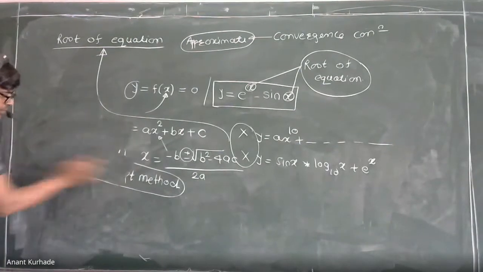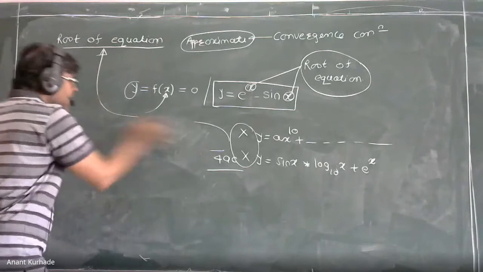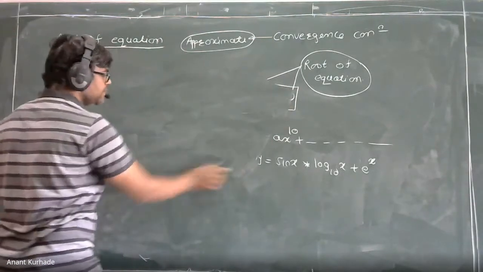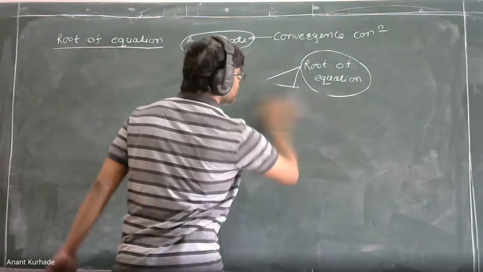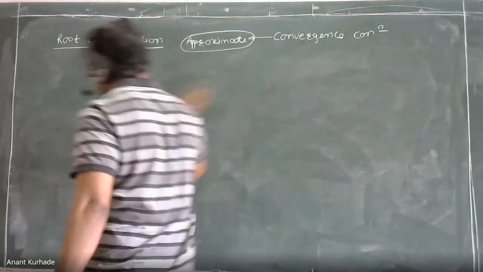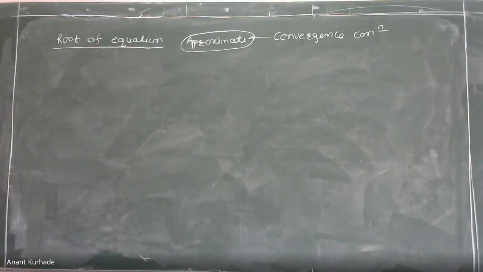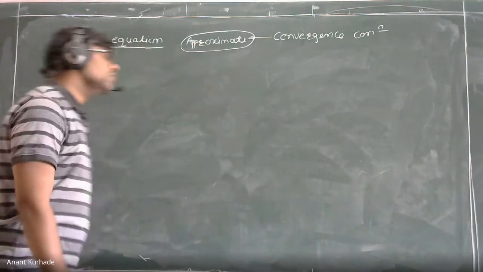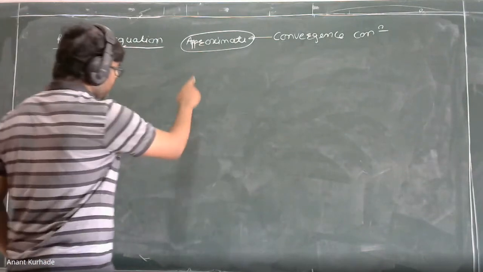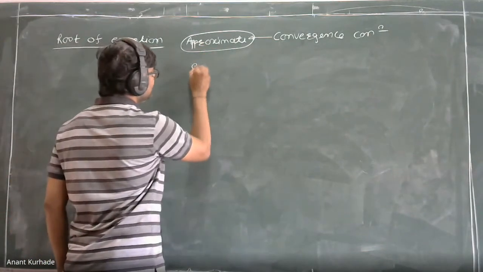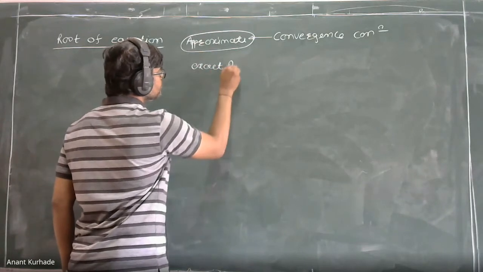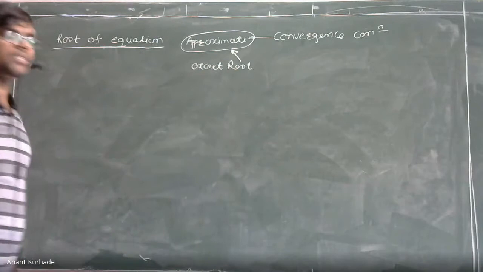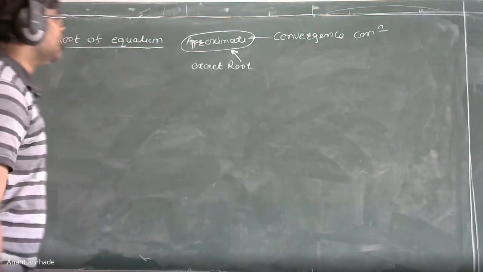So what we can understand, there are two methods, and we are going to apply these methods to those equations we cannot solve by using a standard formula. We can solve those equations by using roots of equations. And again, by using these methods, you cannot get the exact root, but you can have a root that is very close to your exact root.